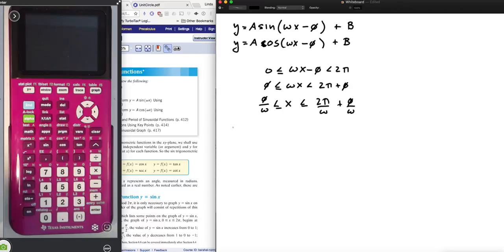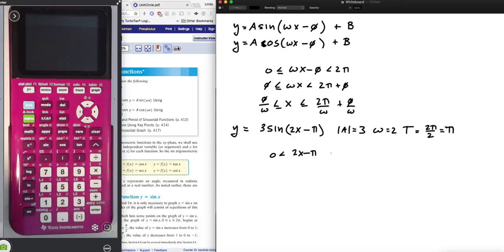So for example, I have here y equals 3 sine of 2x minus pi. So there's my horizontally shifted function. Again, I can pull out a couple of things right away. My amplitude is 3. My frequency is 2, which means my period is 2 pi over 2 or pi. So that information I can get. What I need to know is where this starts and where this stops. So I'm going to take my 2x minus pi out, throw that between 0 and 2 pi, and now I'm going to solve this for x.